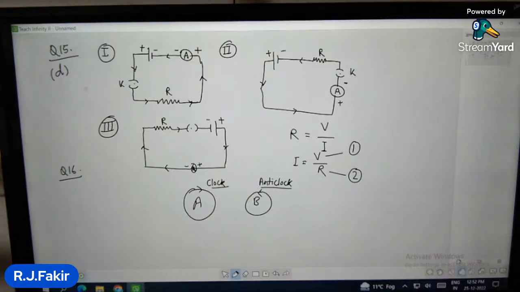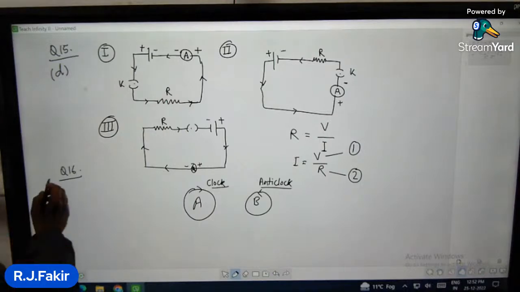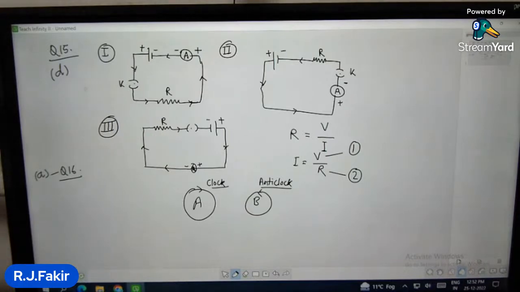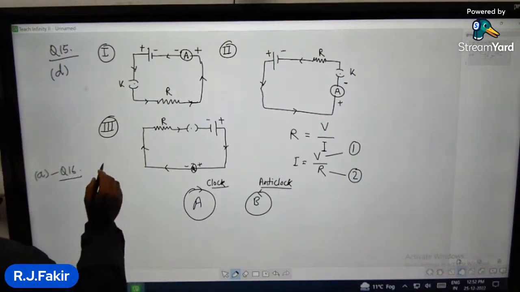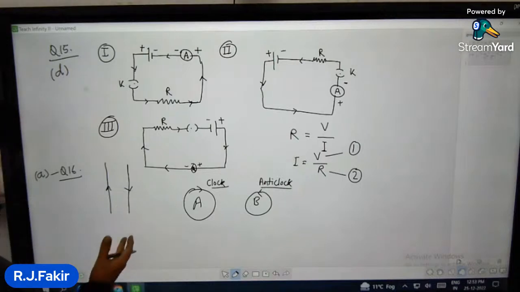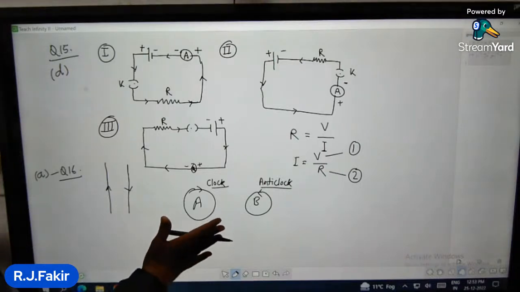So for 16th, the correct option is A. If you study about that structure, the loop of the electric current, one is the rule given by straight current carrying conductor, if you remember. That is the right hand rule for the straight current carrying conductor. So we can arrange this hand, right hand, straight.